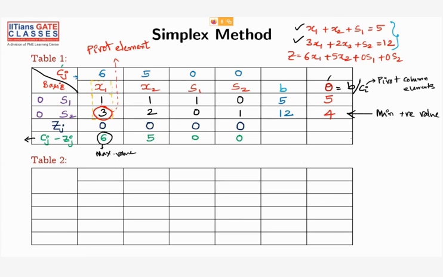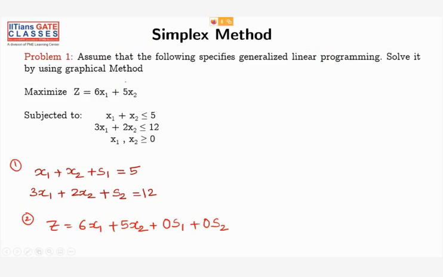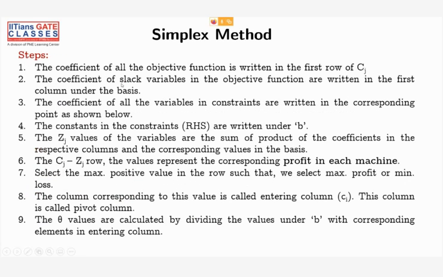X1. So x1 is called the pivot column or entering column. This one is called the entering column or pivot column. Once you have identified the pivot column, the theta values are calculated by dividing the values under B with the corresponding elements in the entering column. That's what I have done.